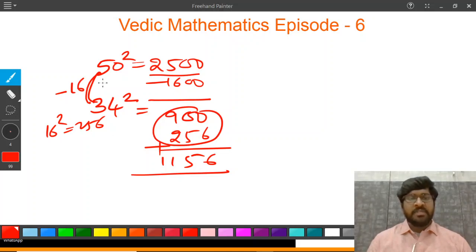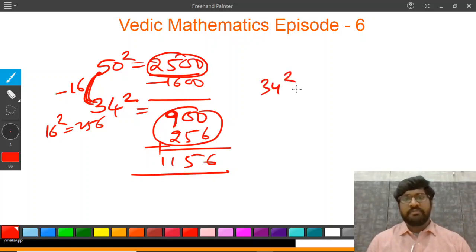So what I've done, since 34 is 16 less than 50, I should subtract 1600 from 2500. That is 900 left out. To that 900, since it is 16 less, I should add 16 square. 16 square is 256, so total it has become 1156. Therefore 34 square is 1156.